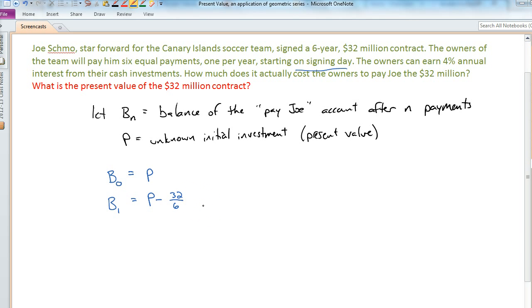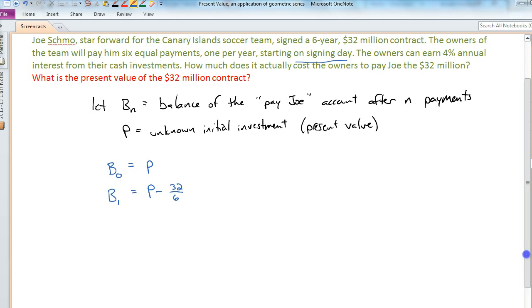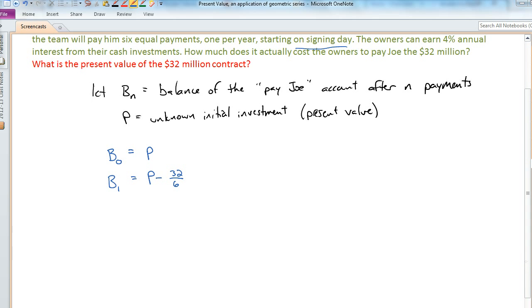I'm going to write it like that because I want to follow where this 32 and the 6 go. Okay? No interest has happened yet because this is signing day. I'm not going to put the money in the bank well ahead of signing day. B sub 0 is happening maybe the day before signing day, and then B sub 1 is happening on signing day. B sub 2 is actually a year later, so I'm going to have some interest.